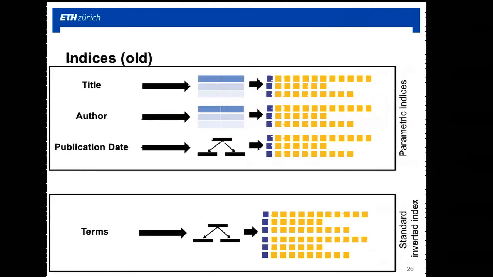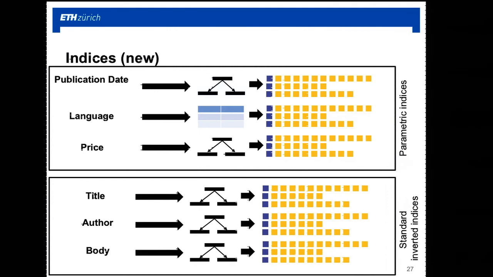So what you have then is, instead of having all of these field and parametric indices as classical database indices and the terms of the full text separate, instead, you have maybe some parametric indices. Maybe you keep the price, language, publication dates. I don't think that a full text search makes any sense there. But for the title and the author of the book, you may want some kind of full text search, right?